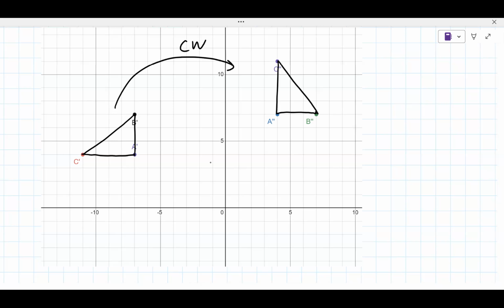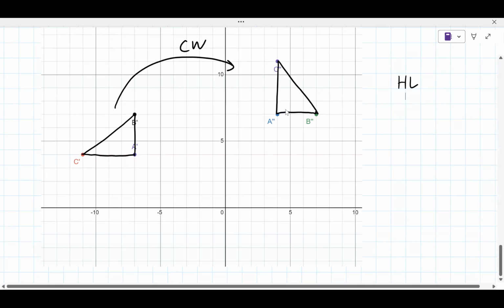So the best ones to use are the ones where you do the least amount of work, truthfully. These are both 90-degree triangles. We would have to prove that, but then you would use hypotenuse leg for this one, which means proving that the hypotenuses are the same length and that the legs are the same length. Then you can prove that. Now to prove that it's a right triangle, you have to show that the slopes are orthogonal, and that can be done pretty quickly.